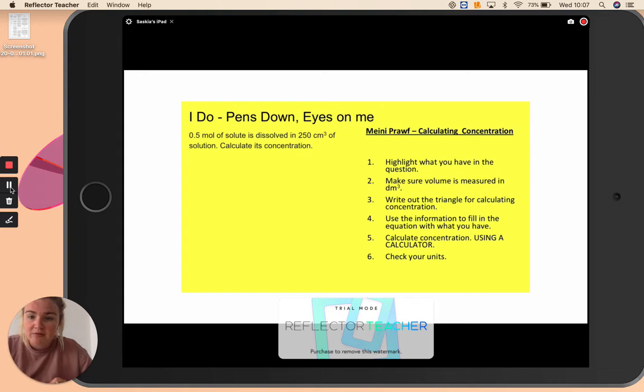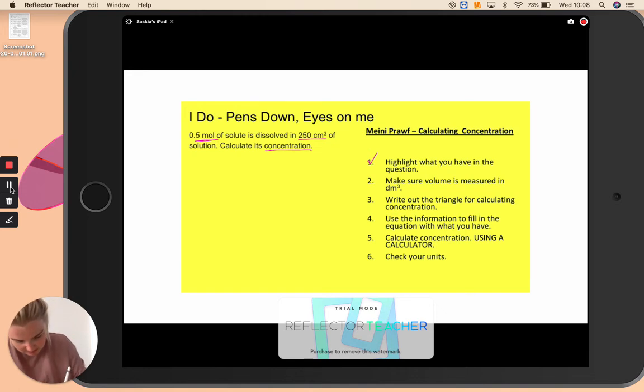So 0.5 moles of solute is dissolved in 250 centimetres cubed of solution. Calculate its concentration. So on the question, like we did before, highlight what we already have, okay? So we've got 0.5 moles, which means we've got our moles, we've also got our volume, and it's asked us to calculate the concentration. So just read through it and highlight what you've got in the question. Make sure your volume is measured in decimetres cubed.